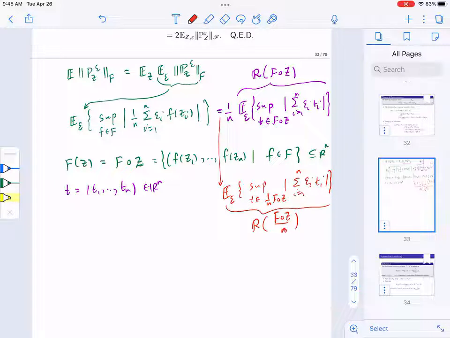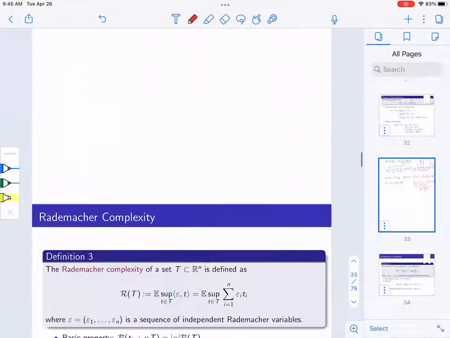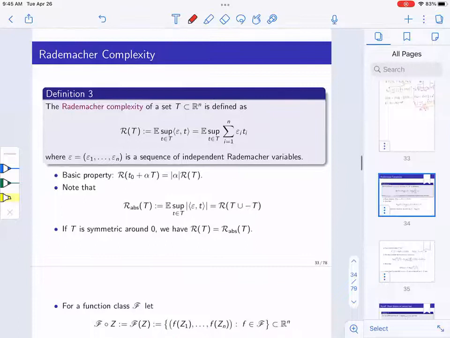Does this make sense? With this notation, that's the Rademacher complexity. If you have a subset T in R^n, the Rademacher complexity is defined as the expectation of the supremum over t in T of this quantity, where t is a vector in R^n and epsilon is a sequence of independent Rademacher variables. So this is a measure of the size of the set.